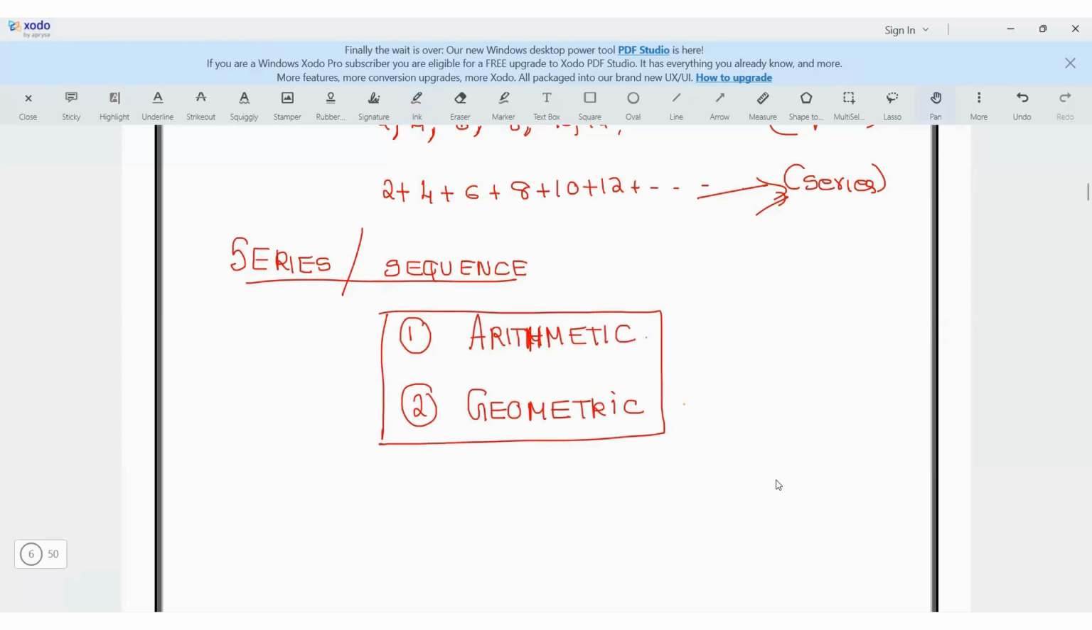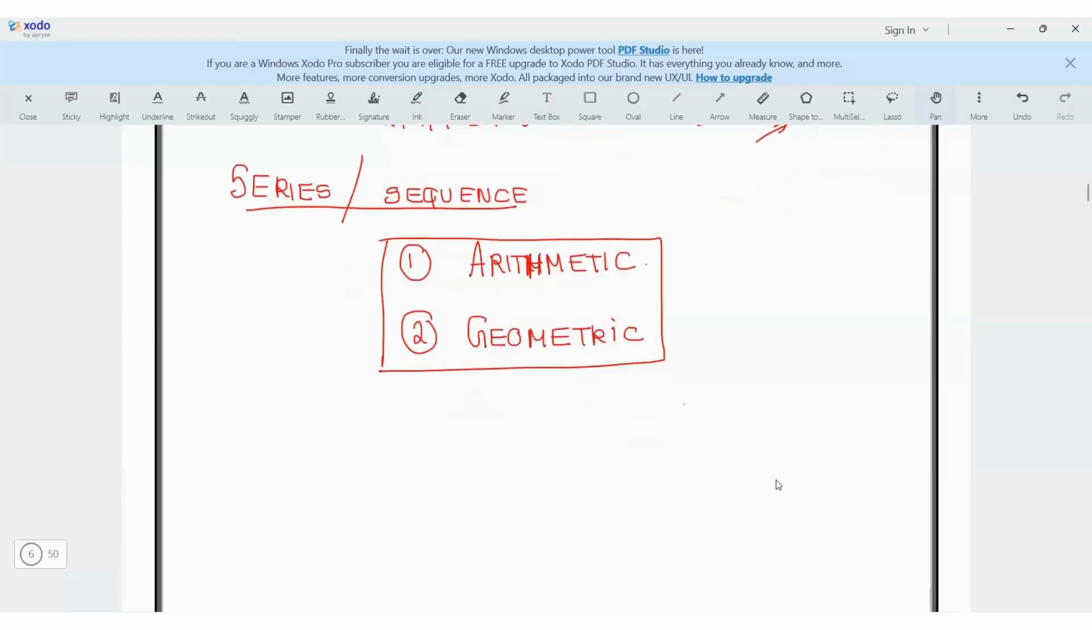Let me just note this down. Can we continue? Yes. You can note that down if you want.